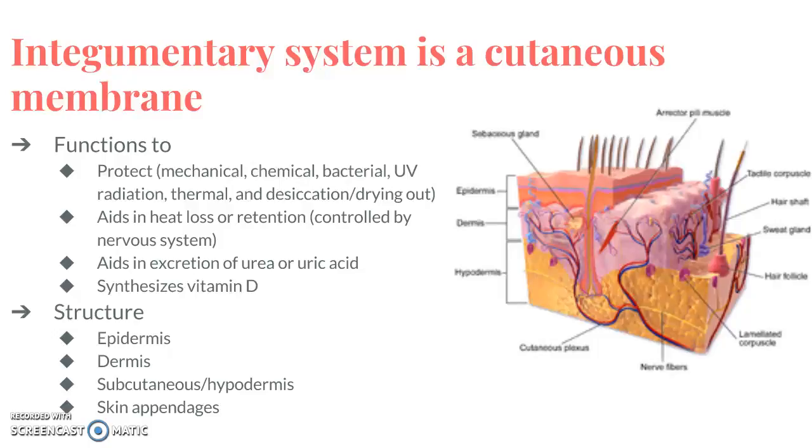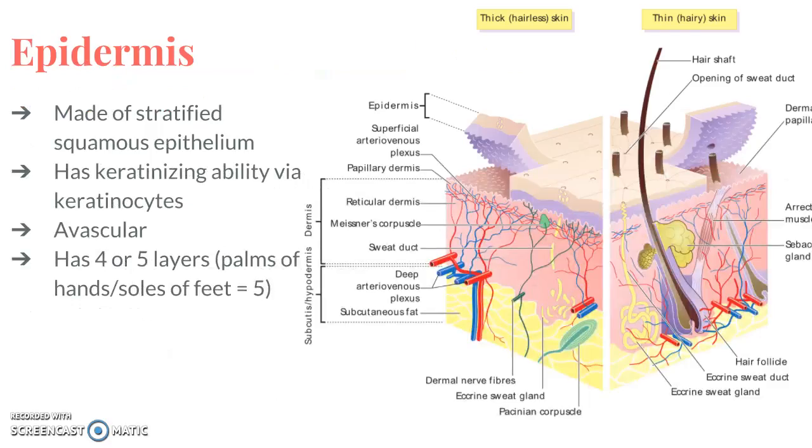And really the structures that we'll be studying will be the epidermis, which is the outermost layer, the dermis, and then the subcutaneous layer. And then we'll also be looking at some skin appendages, which would be structures that are accessory and that help the skin to complete its overall four functions. So let's move on to the epidermis.